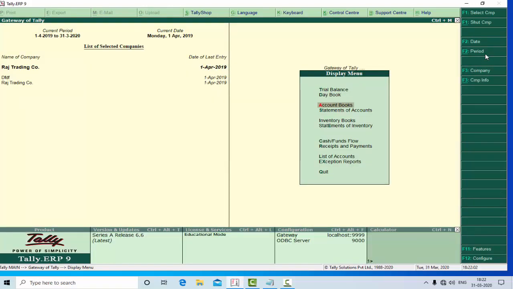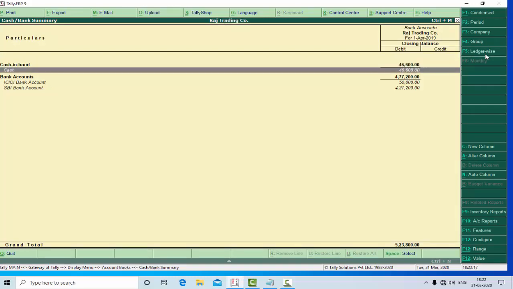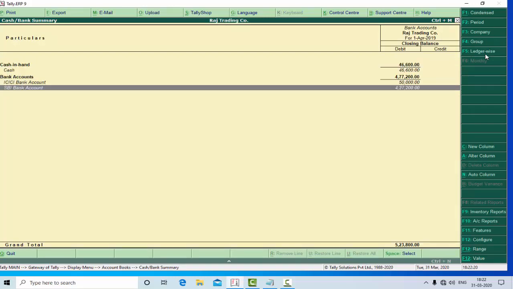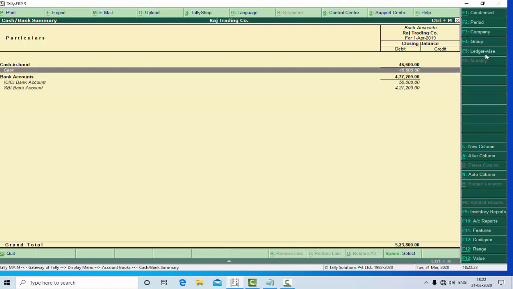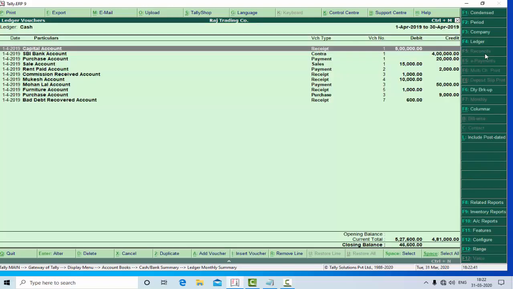And next is account books. This contains all the detail of your ledgers. Click here and you can see the cash and bank balance first, and then ledger balance. First of all, we will see cash and bank balance. It will display all the cash balance and the bank balance, like ICICI bank account balance, SBI bank balance. And if you want to see the detail of this cash account, click here, enter here, and it will show the monthly statement of your cash balance. April debit balance 5,27,600, credit balance 4,81,000. And if you again enter on this April balance, then you will see the detail of all your cash.